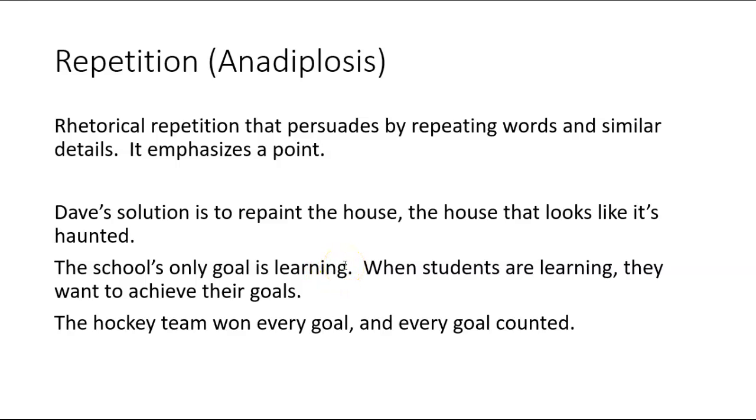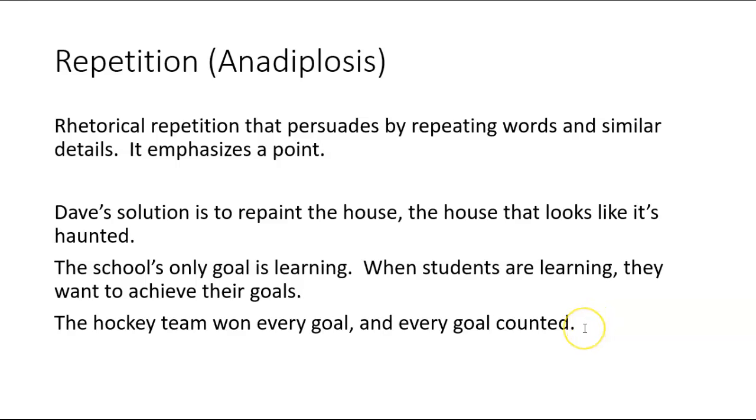Our next example, the school's only goal is learning. When students are learning, they want to achieve their goals. So here we've got two words that are repeated. Learning, the two uses of learning, here at the end of the first sentence and in the middle of the second sentence. Those are closest. We do have goals that are repeated as well. So then we've got goal and learning both connected to the school and connected to the student. It's that repetition that emphasizes the point.